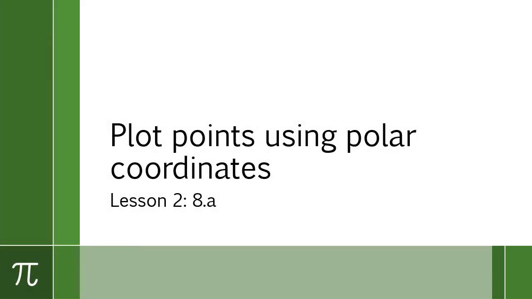Welcome back to Pre-Calculus Unit 8. We are here in Lesson 2, and our learning target is to continue plotting points using polar coordinates. So this is the second part of Learning Target 8A. In our last lesson, we focused on how to plot individual points. So given a radius and an angle, how would you plot that on the polar coordinate graph? Today we are going to extend that to plotting functions by creating a table of values and then making a series of points.